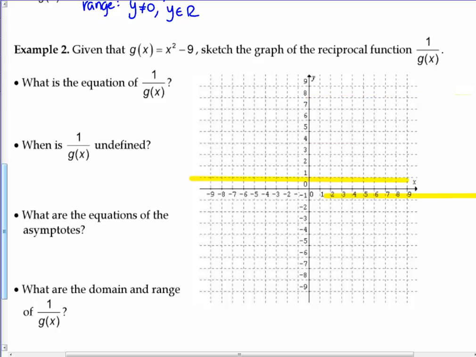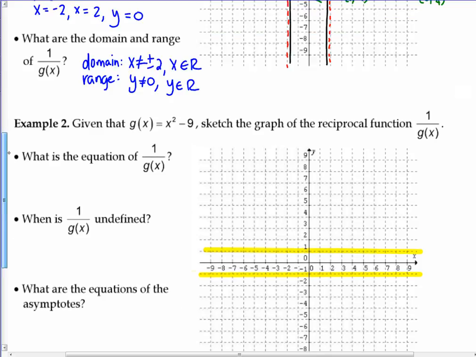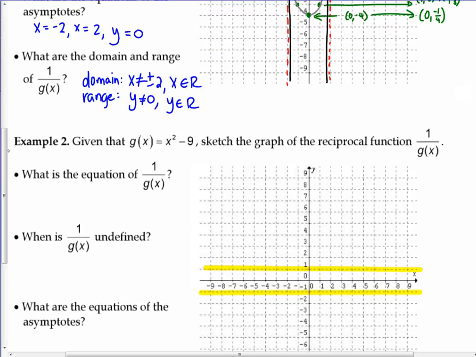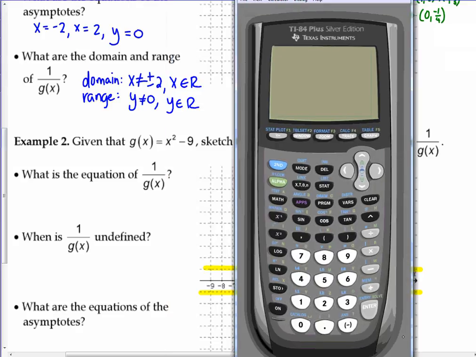All right, let's put these lines back at 1 and negative 1. Tell me when. Okay. Before we start the next one, let's use our graphing calculator and see what it should look like, okay? Looks great. Okay.